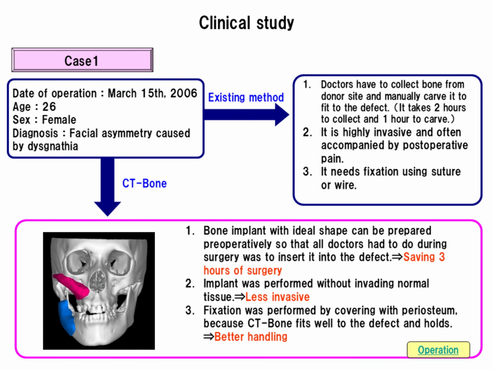CT bone allows doctors to prepare an ideally shaped bone implant before surgery, so they can simply insert it into the defect during surgery. As a result, surgery time can be reduced by 3 hours.